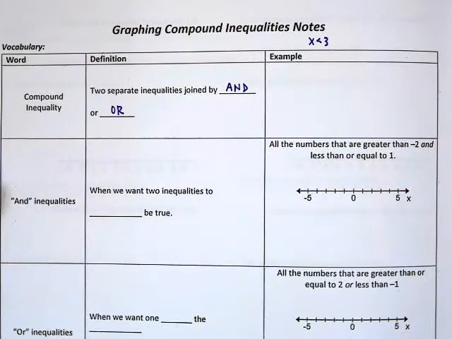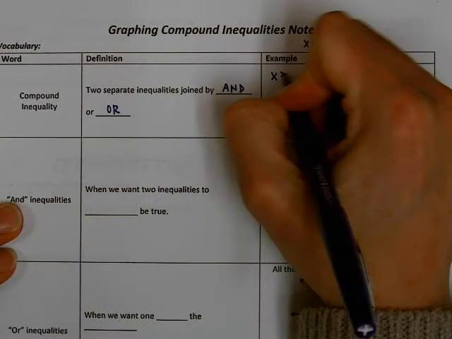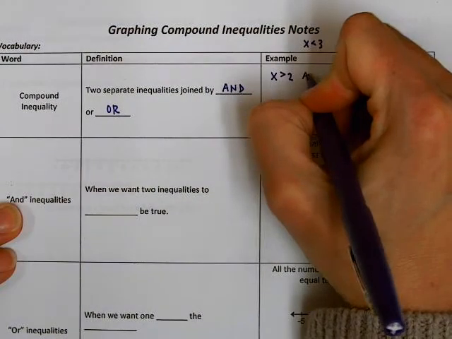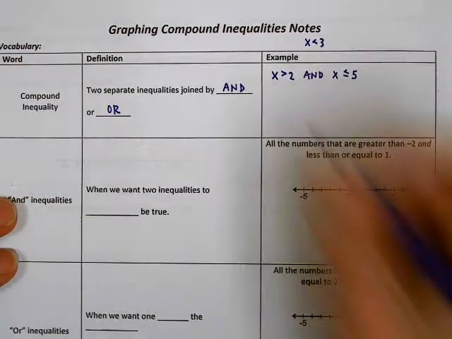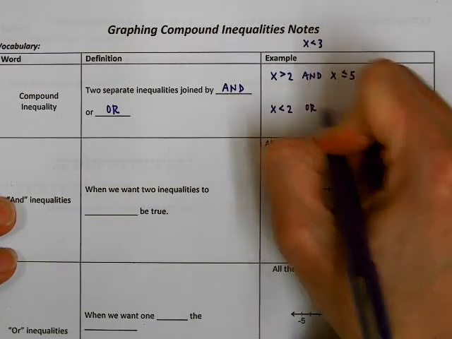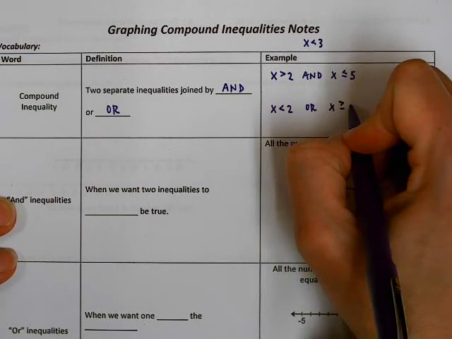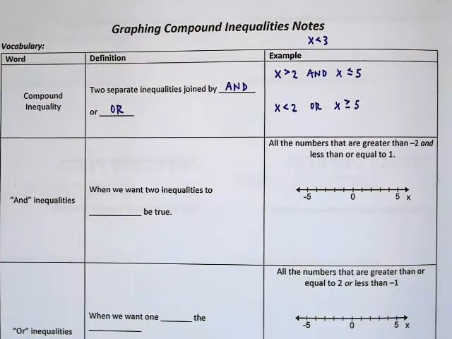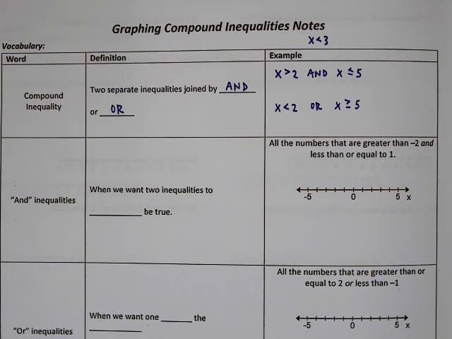So for example, you might have inequalities that say something like x is greater than 2 and x is less than or equal to 5, or we might have something that says x is less than 2 or x is greater than or equal to 5. So it's basically joining together two inequalities using the words and or. And so we're going to learn today how we graph them.